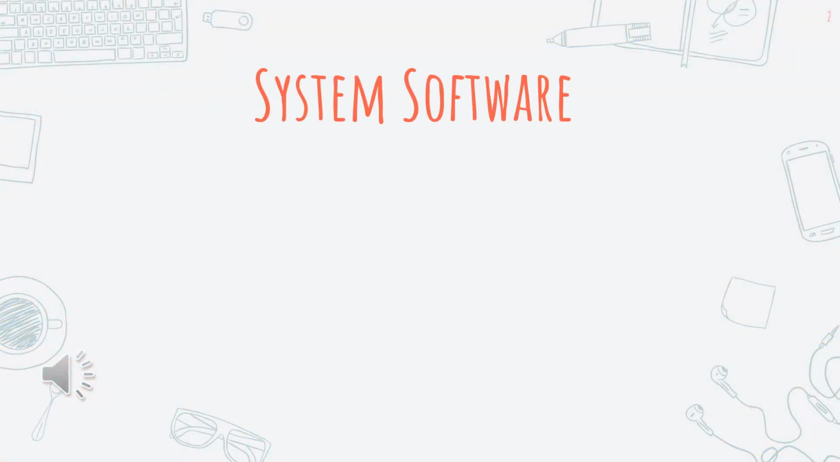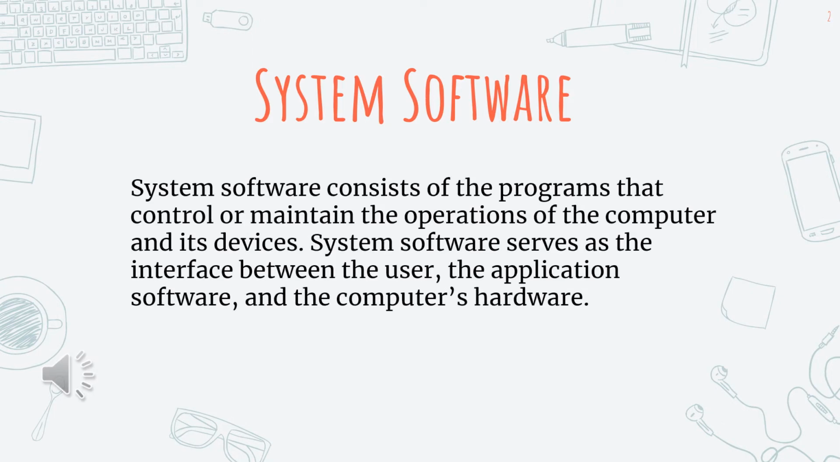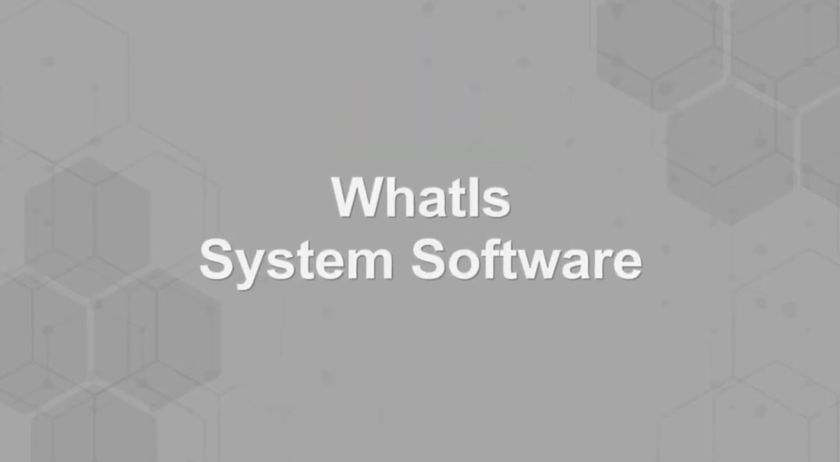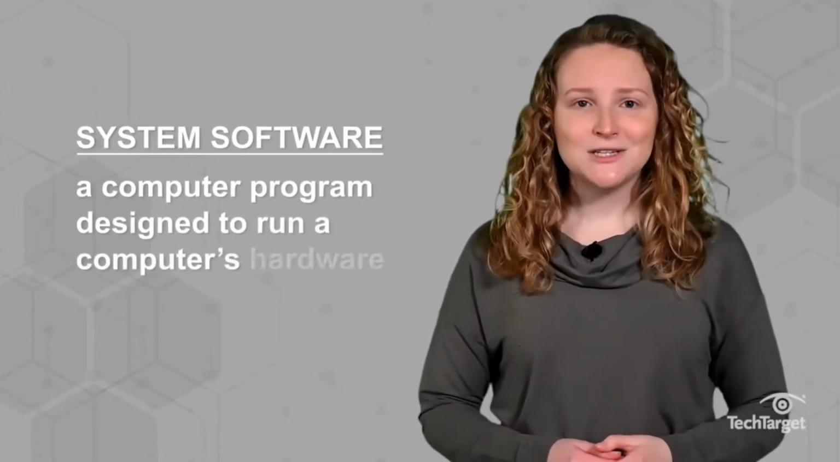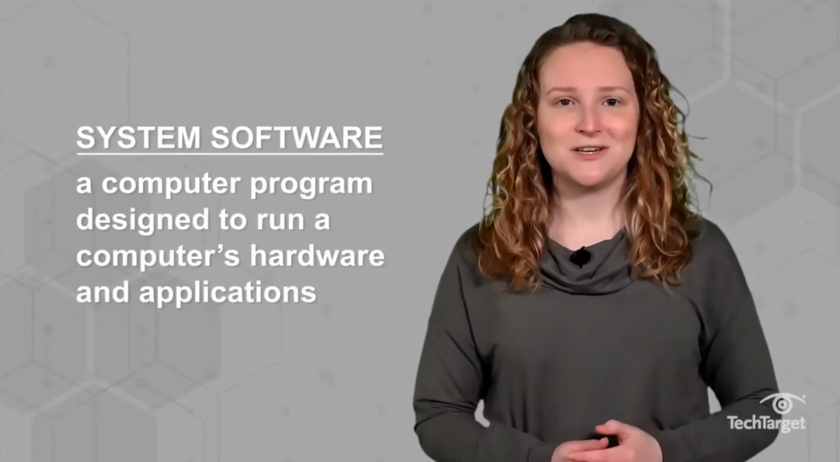First, let us define what is system software. System software consists of the programs that control or maintain the operations of the computer and its devices. System software serves as the interface between the user, the application software, and the computer's hardware. If your computer is on, the system software is running. System software is a computer program designed to run a computer's hardware and applications.